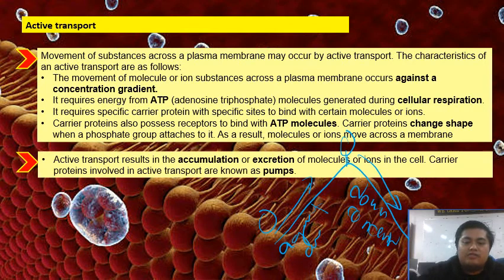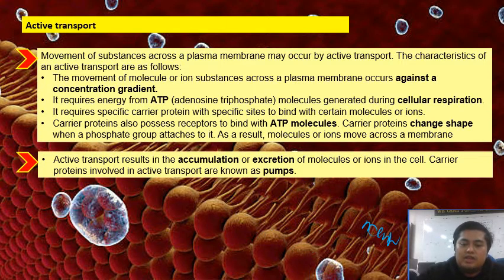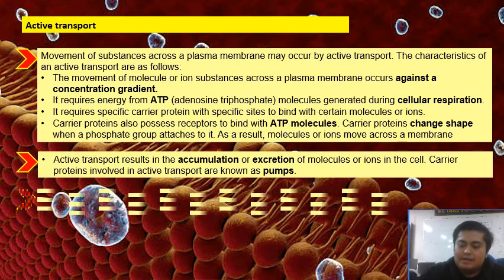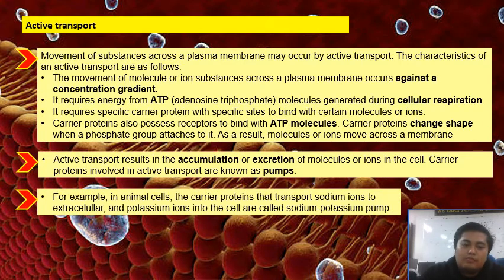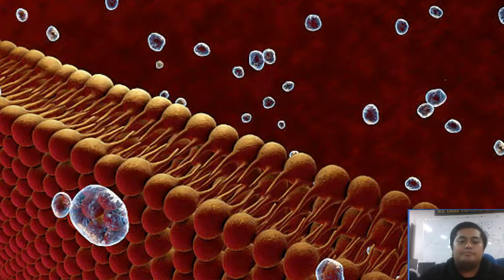So active transport results in the accumulation or excretion of molecules and ions in the cell. Carrier proteins are involved in the active transport as the pumps. So macam tadi, kita punya passive transport pun melibatkan carrier protein juga, tapi yang ni berbeza sikit lah. So next, for example, in animal cell, the carrier protein that transports sodium ion out of the cell and potassium ion into the cell is called as sodium-potassium pump.